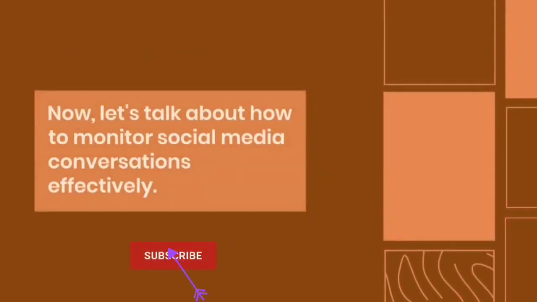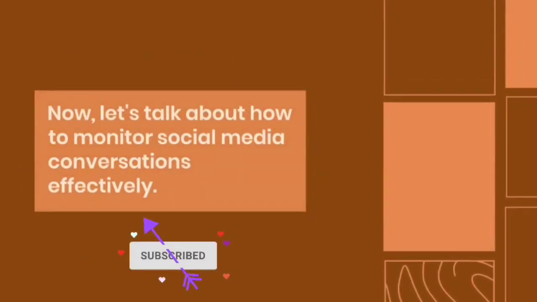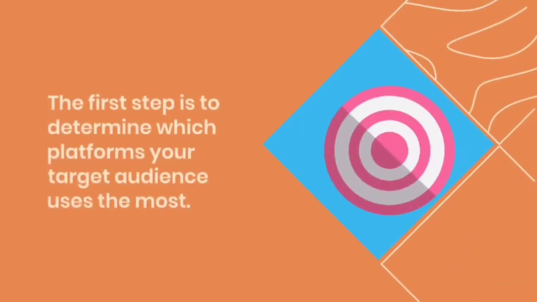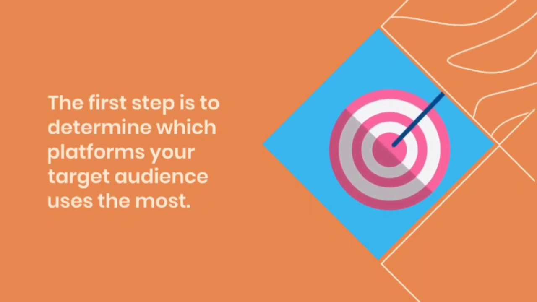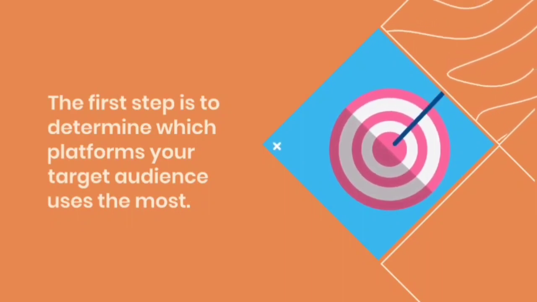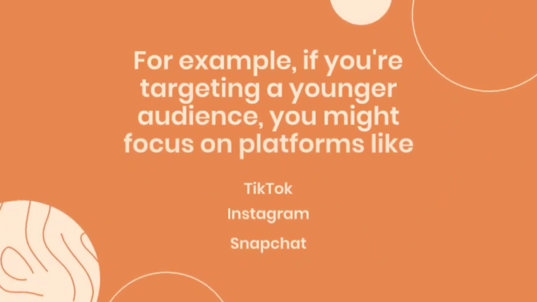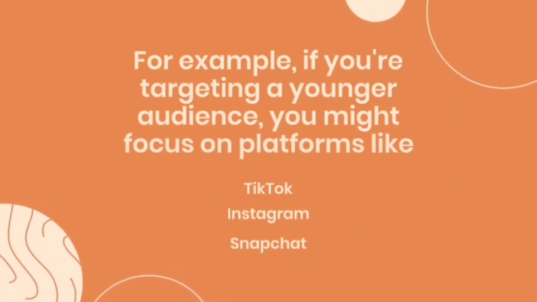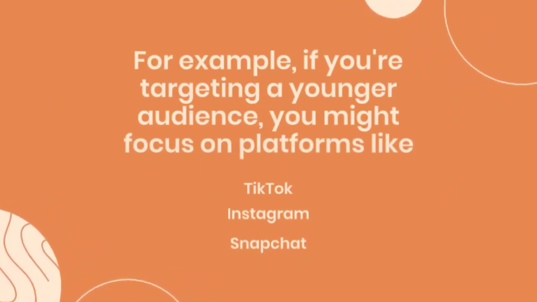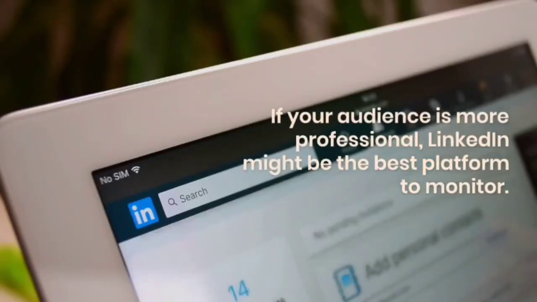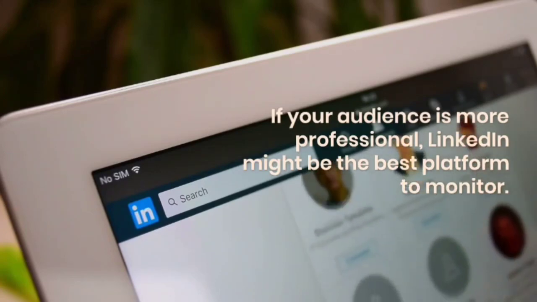Now, let's talk about how to monitor social media conversations effectively. The first step is to determine which platforms your target audience uses the most. For example, if you're targeting a younger audience, you might focus on platforms like TikTok, Instagram, or Snapchat. If your audience is more professional, LinkedIn might be the best platform to monitor.